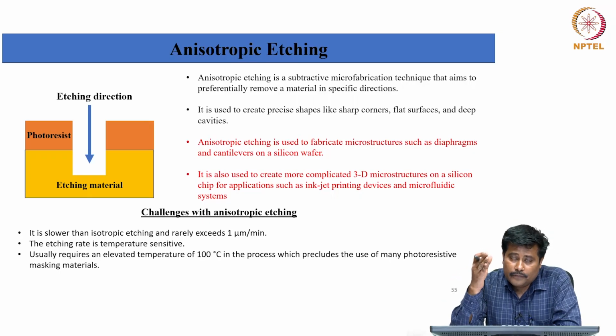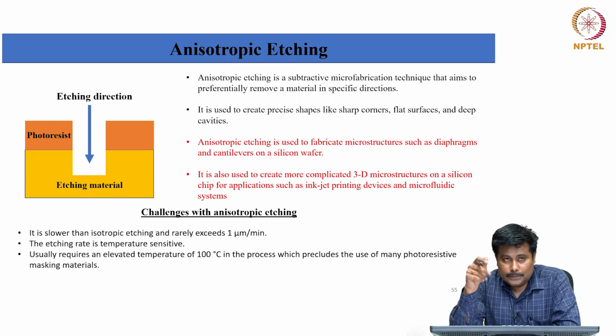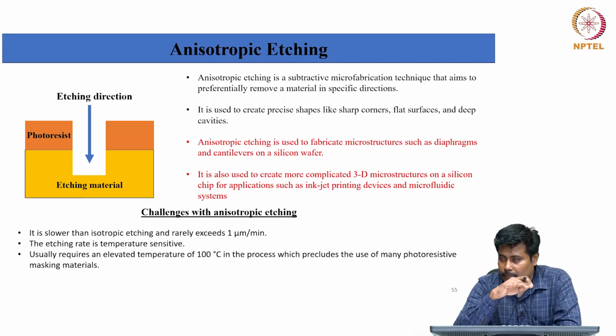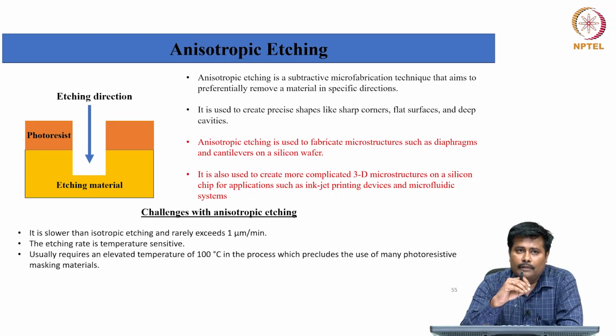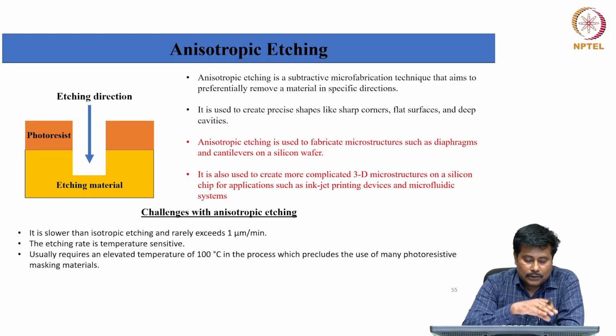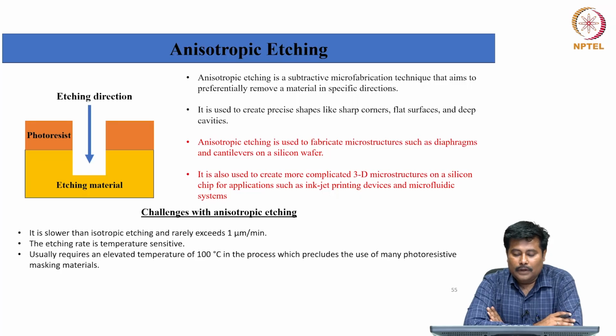Next, let's talk about anisotropic etching. Anisotropic etching is a subtractive microfabrication technique that aims to preferentially remove material in a specific direction, either lateral or linear. It is used to create precise shapes like sharp corners, flat surfaces and deep cavities, and it is used to fabricate microstructures such as diaphragms and cantilevers on a silicon wafer.